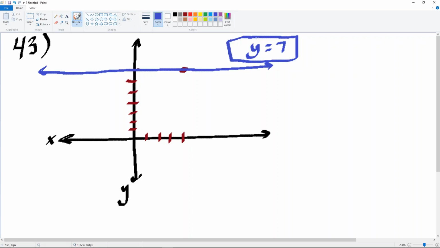So we don't have to find an actual equation, just find y. No, that is the... Oh, that is an equation. Never mind.